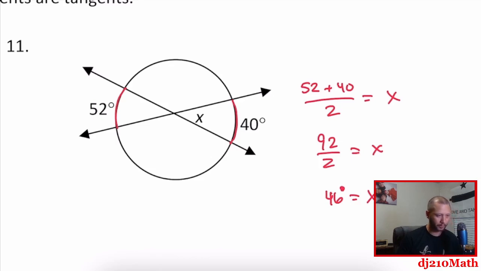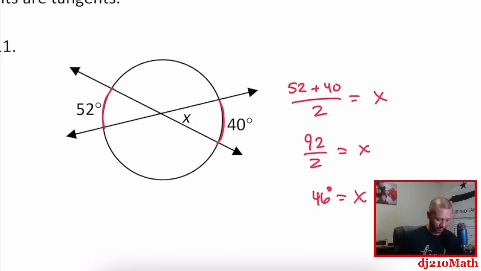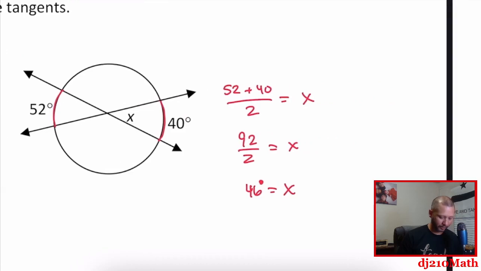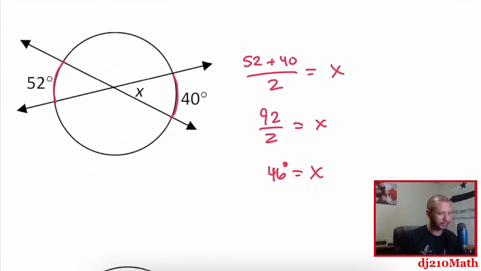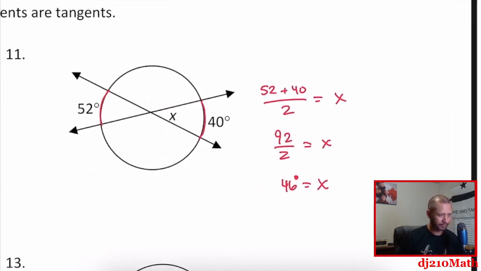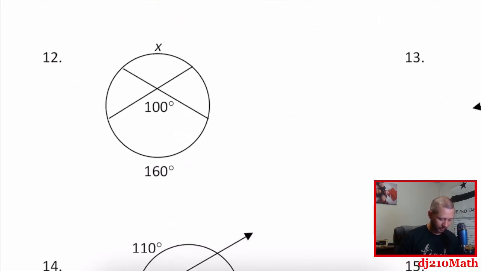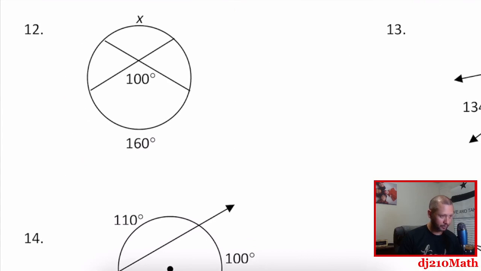That's pretty important, degrees. Did we say that on the last one? So this was 80 degrees. Can't forget about the degree symbol. So 46 degrees, number 11. All right, these do start to get tougher.